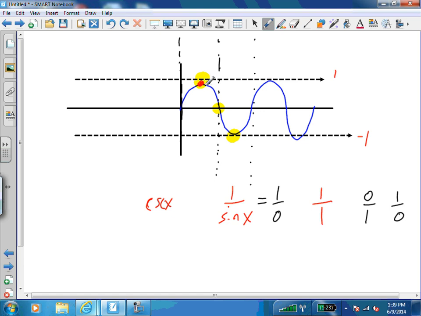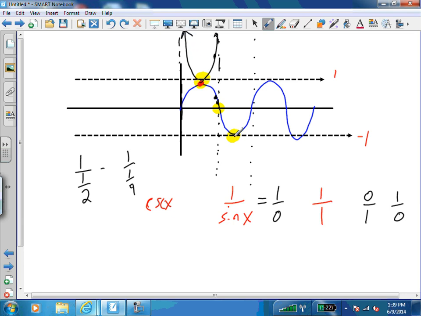Let's look at this section. Here, sine is getting smaller and smaller. Let's say right here, sine is 1/2. So when sine is 1/2, what is cosecant? 2. If sine were 1/4, what would cosecant be? 4. So the smaller sine gets, the larger cosecant gets. Here, sine is getting smaller, so cosecant is getting bigger.